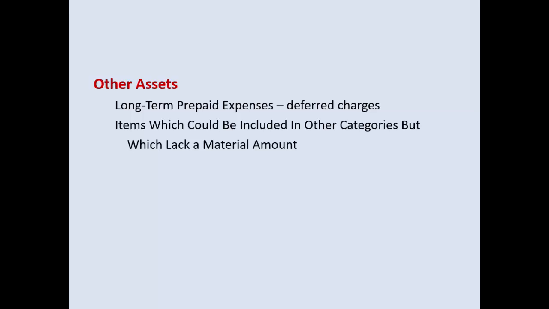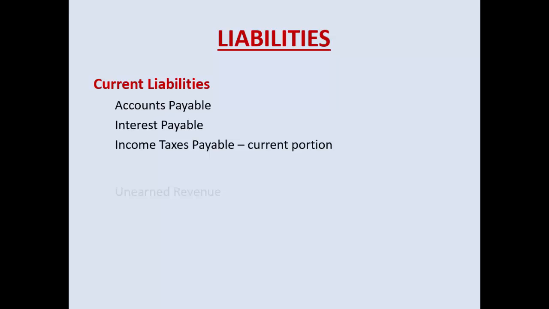But the best way to remember this, anything that could be included in other categories, but it's not a material amount, you put it down below on the very bottom, other assets. So now liabilities. You should be familiar with these.